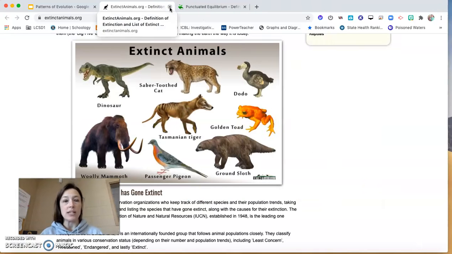All right, the next one is extinction. Extinction is the permanent removal of a species from Earth. It's gone for good. These are some extinct animals. Of course, dinosaurs, you know. The woolly mammoth, you probably know. The saber-toothed cat, you may not know a lot about that. Saber-toothed tiger, you'll hear it called.